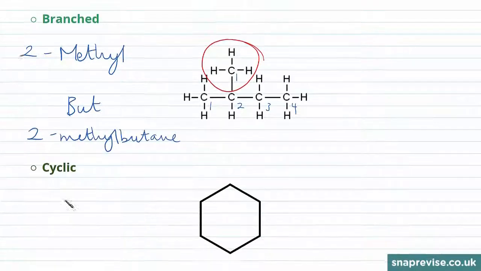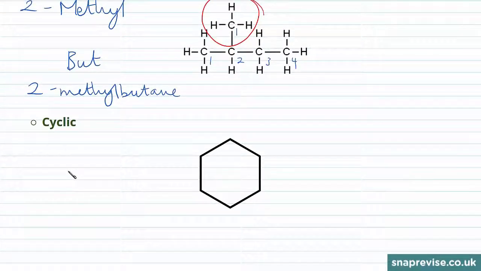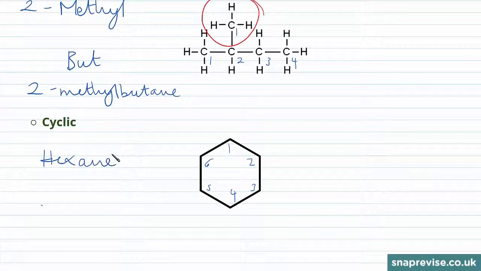We can also get cyclic alkanes. Here we have a skeletal formula for a cyclic alkane containing 1, 2, 3, 4, 5, 6 carbons, telling us the stem is going to be hex. As it's an alkane, the suffix will be ane. Now as it's cyclic, we have cyclohexane.